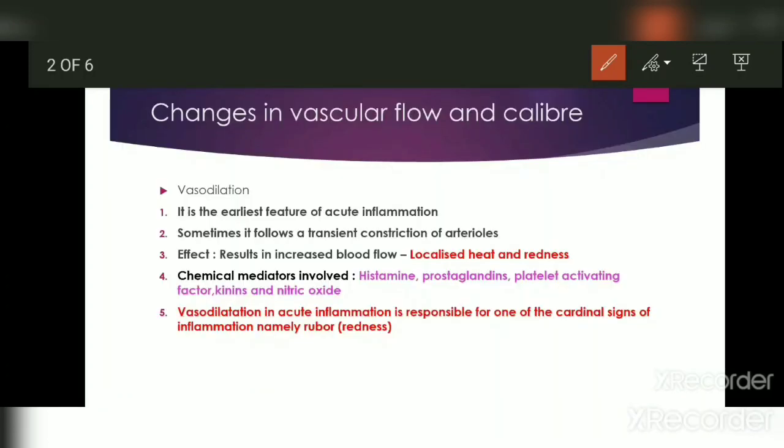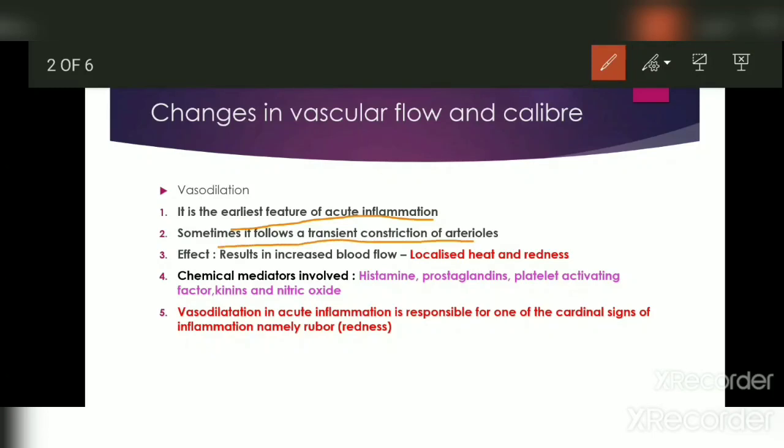So as I discussed in the last slide, the reactions of blood vessels in acute inflammation consist of, first, the changes in vascular flow and caliber, which we are going to discuss. So first we talk about vasodilation. Vasodilation is the earliest feature of acute inflammation. Sometimes it follows a transient constriction of arterioles. So vasoconstriction is an axonal response to injury. The vessels undergo vasoconstriction first, followed by vasodilation.